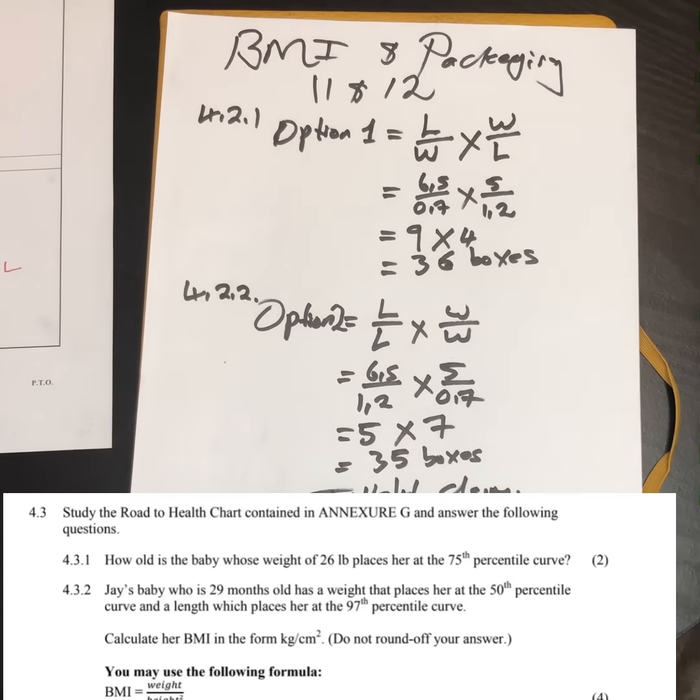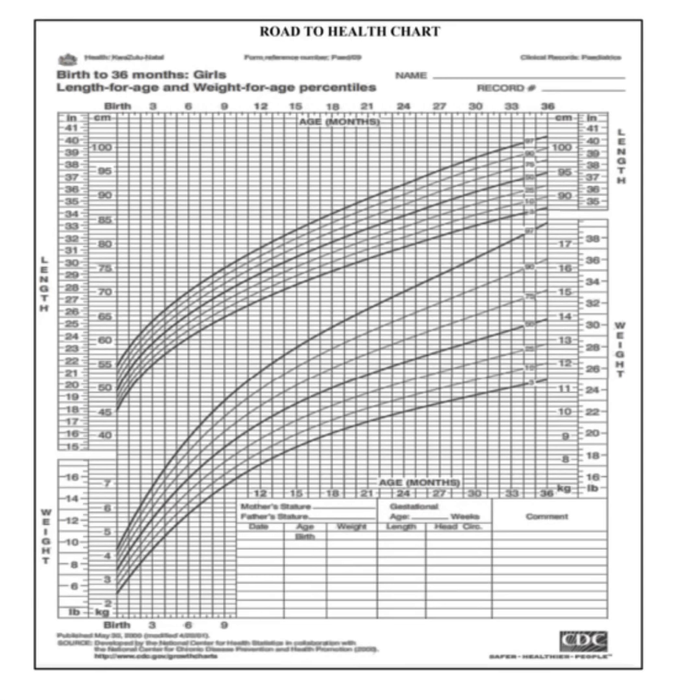Then we move to the next question. The next question says to study the road to health chart contained in annexure G and answer the following questions. This is our annexure G here. If you look at this annexure G, we have the BMI chart.